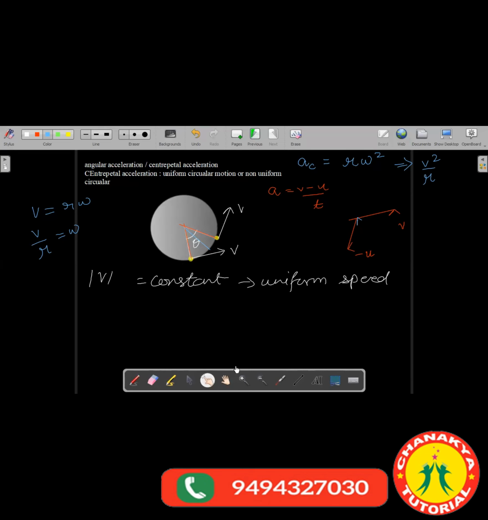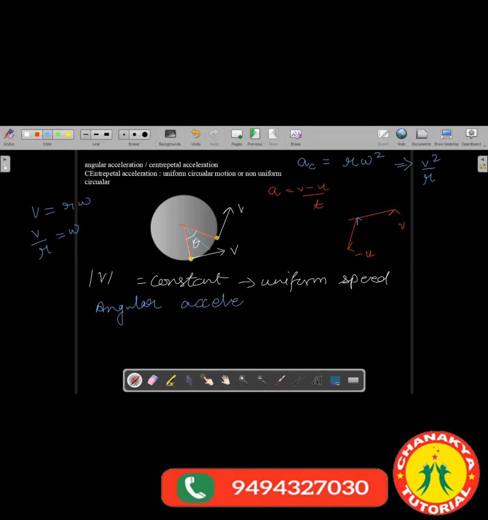Okay. So see here, we have obtained our acceleration. Now, if the motion is non-uniform, or if it has an angular acceleration, so angular acceleration means its angular velocity changes.